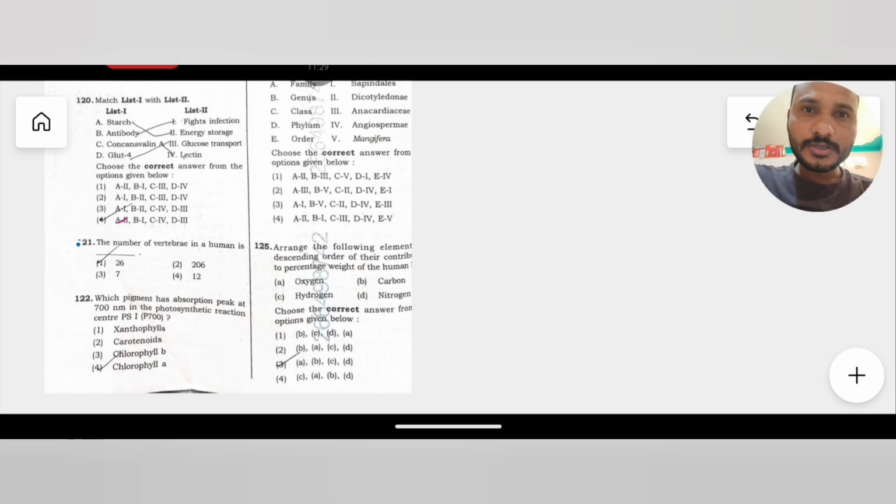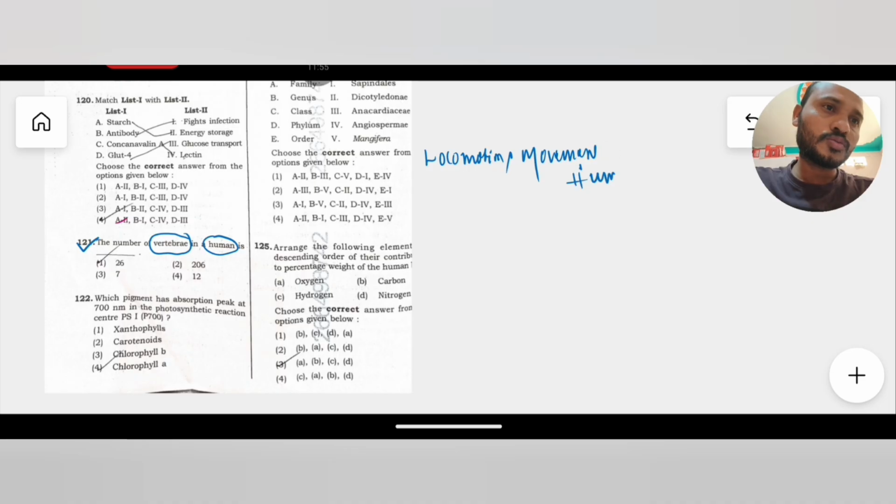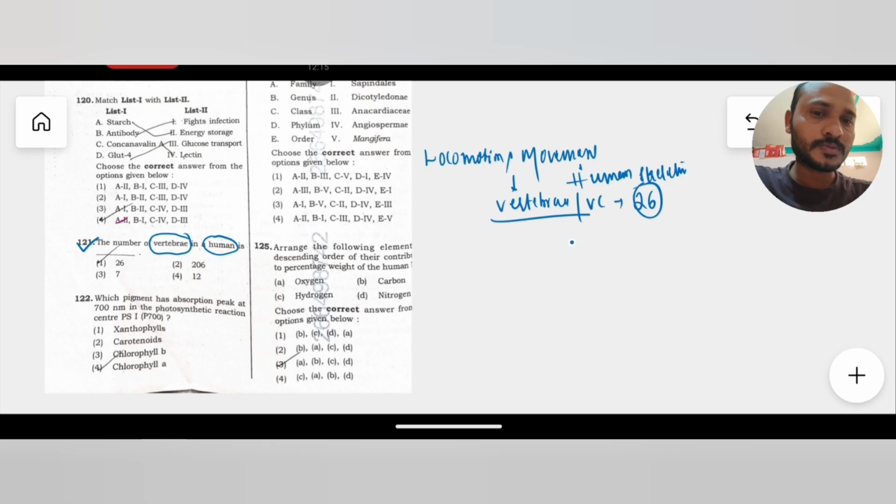So next, 121: the number of vertebrae in humans. These questions are framed from locomotion and movement, in the human skeleton. Important note: they focus on vertebrae bones. The vertebral column is formed by 26 bones, and these 26 bones are serially arranged, hence they are called vertebrae. These vertebrae are placed on the dorsal side only, and are also known as the backbone.